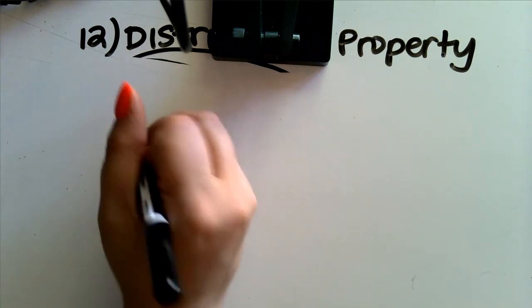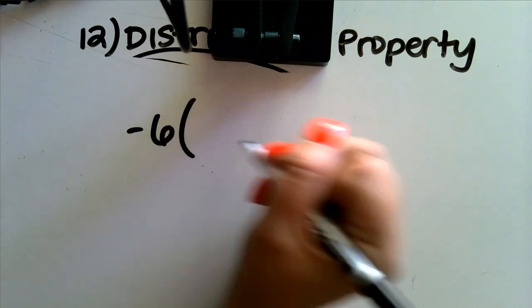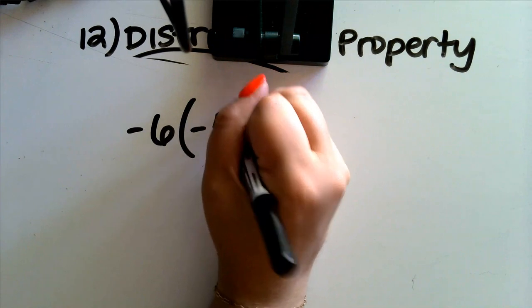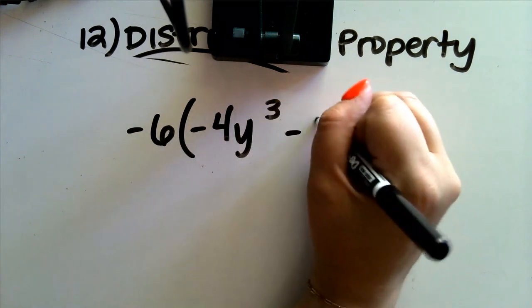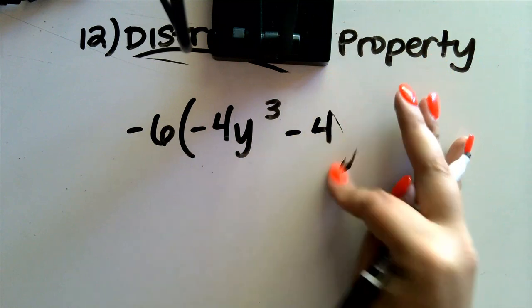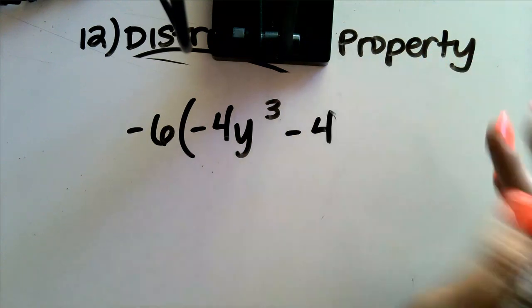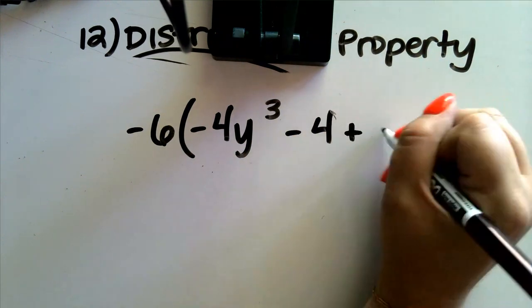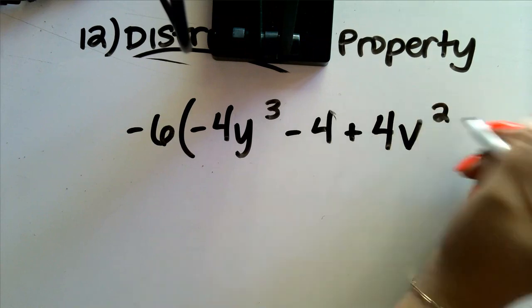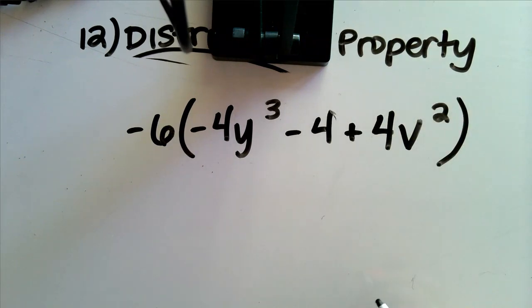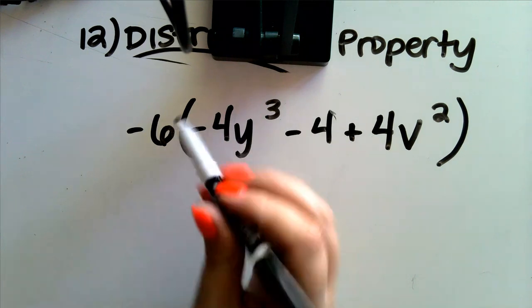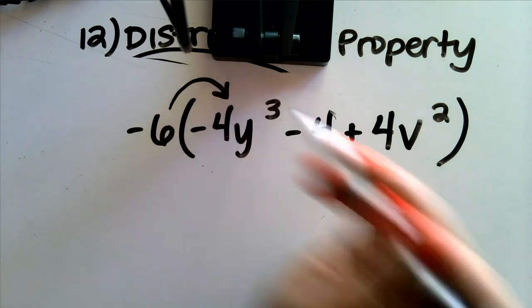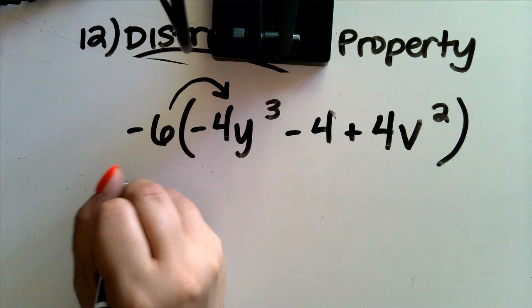Okay, this time we're going to have negative 6 times negative 4y to the third power minus 4, oops, got excited, plus 4b squared. Okay, same thing as always. I'm just going to go ahead and start out by distributing this coefficient in. Let's go ahead and multiply it into our first term.